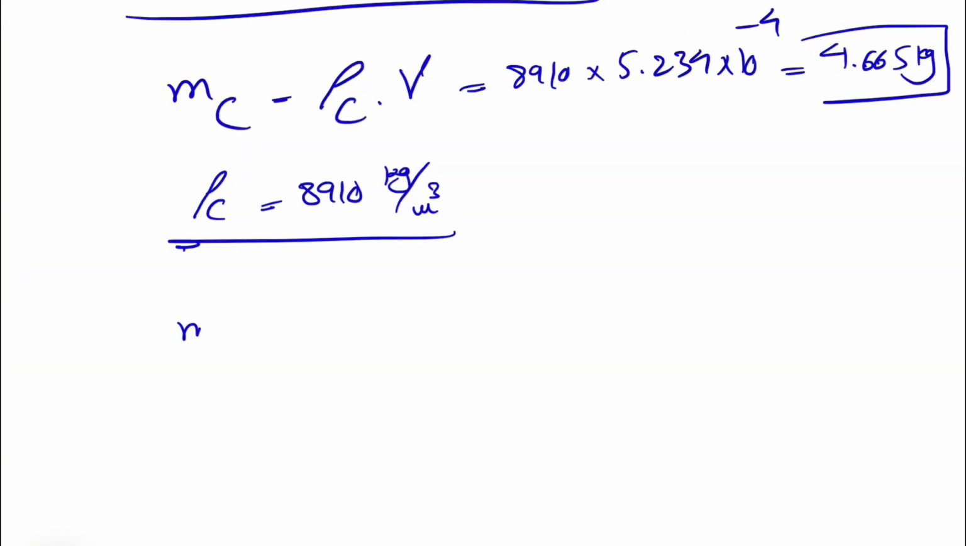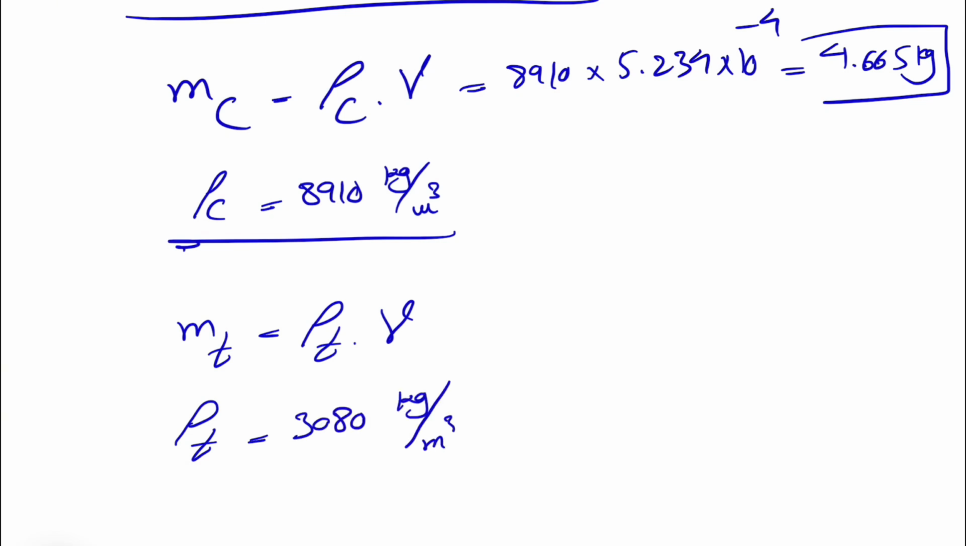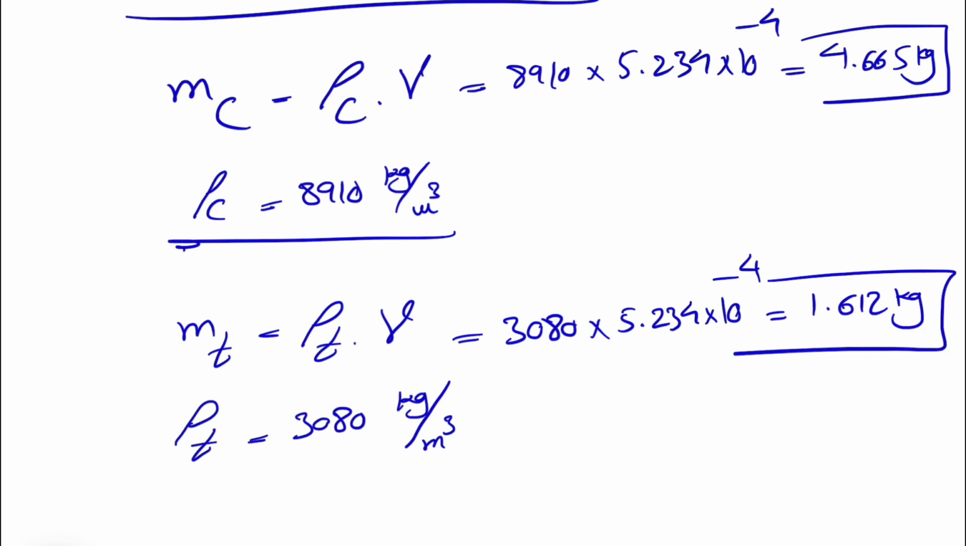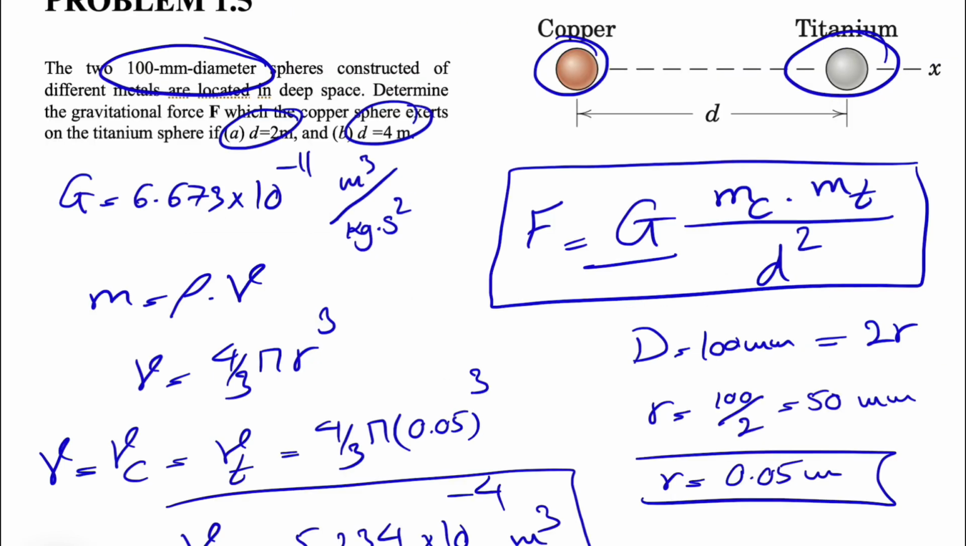If we want to find the mass of titanium, we have the density of titanium times the volume, and the density of titanium is 380 kilogram per meter cube. Here we have 380 times the same volume, 5.234 times 10 to the minus 4, and this is going to give us 1.612 kilogram, which would be our mass. The gravitational force that copper is applying on titanium will be in this direction. Copper is trying to pull the titanium toward itself. So this would be the direction of the force.